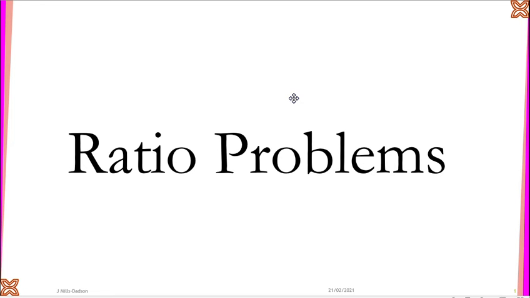In today's lesson, I'm just going to present to you two ratio problems. I'm going to take you through step by step. I will recommend that you pause each slide to read the question carefully so that you understand the context of the questions.